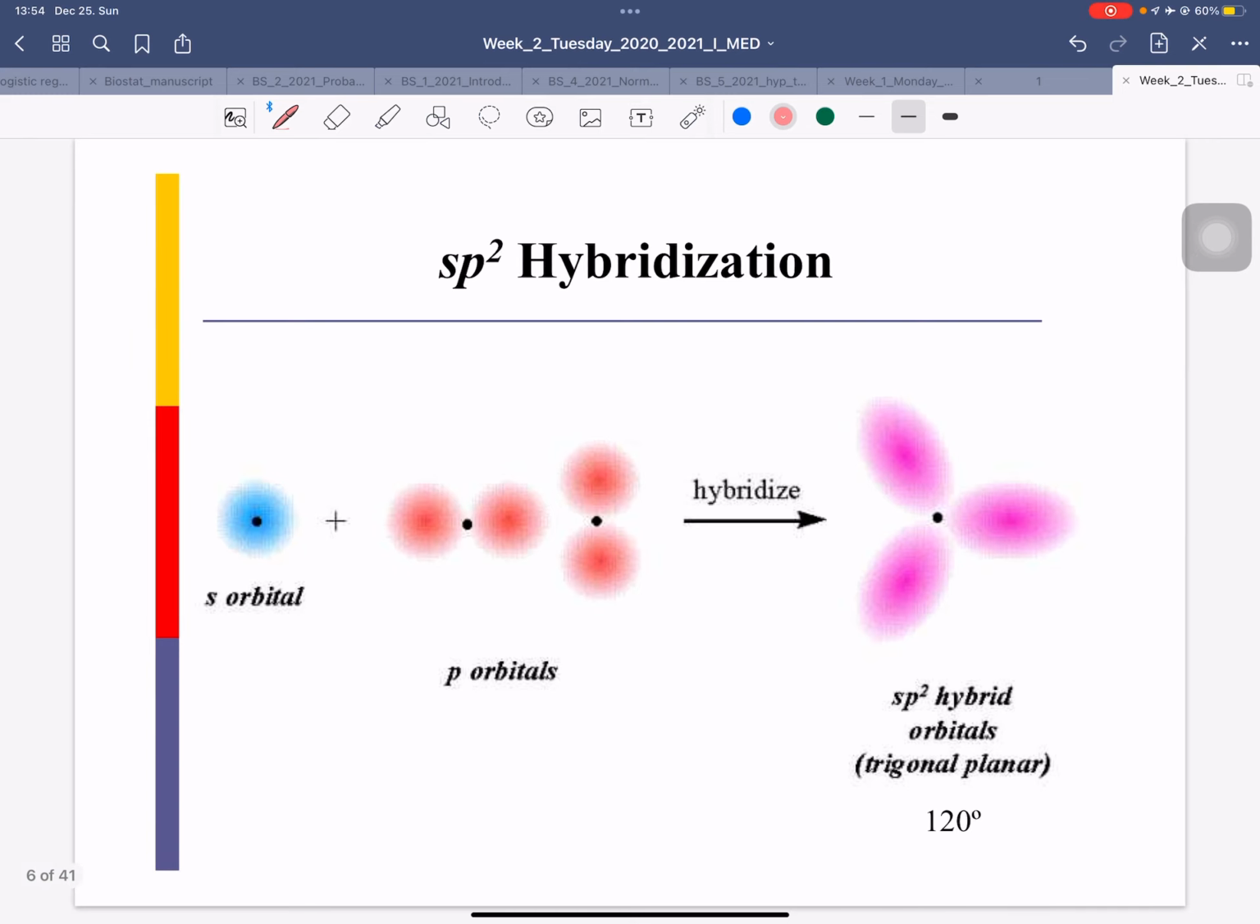As you see here, if we have an s orbital hybridized with a 2p orbital, we will have three sp2 orbitals, which is trigonal planar, and the angle between them is 120.